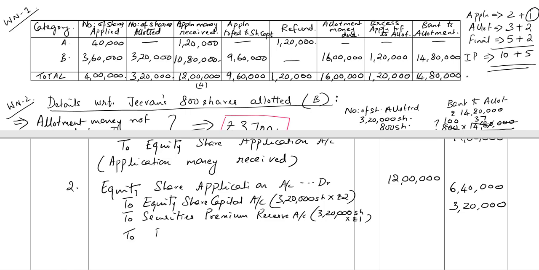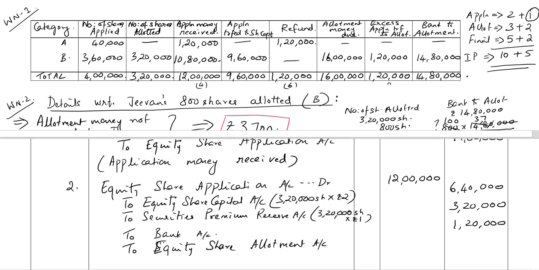To bank account for the amount which has been refunded, which is the total of the 6th column, 1,20,000 rupees, and to equity share allotment account, this is the amount of the 8th column, 1,20,000 rupees.